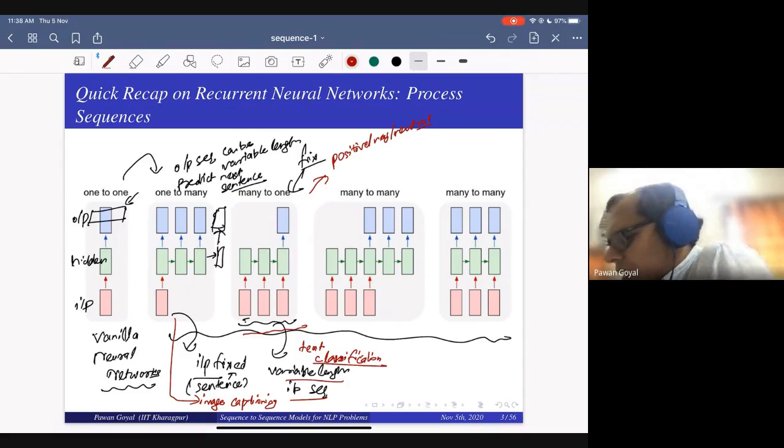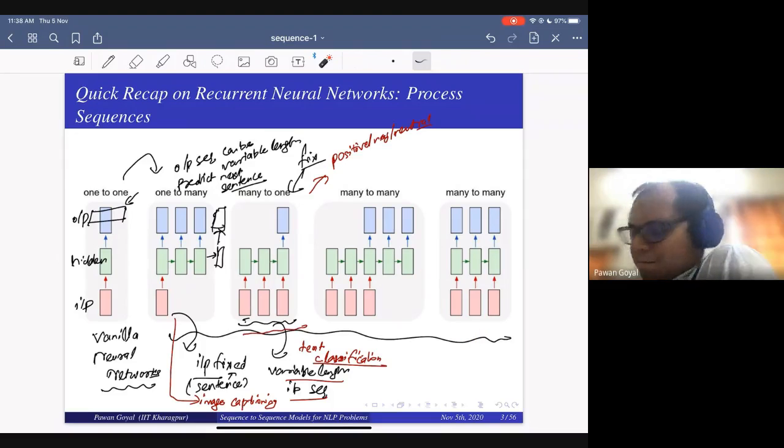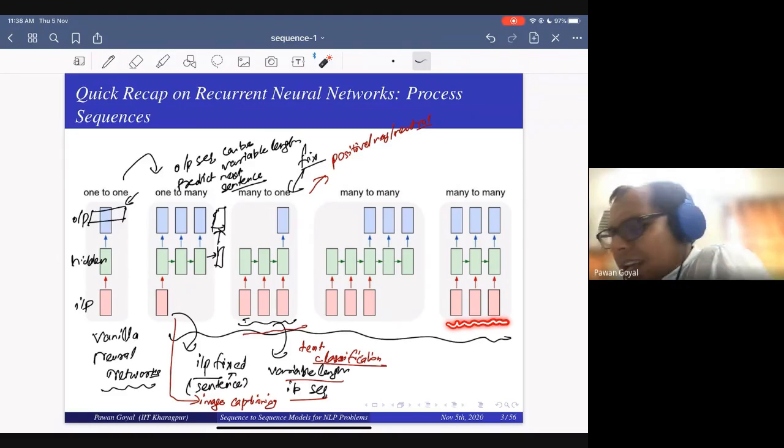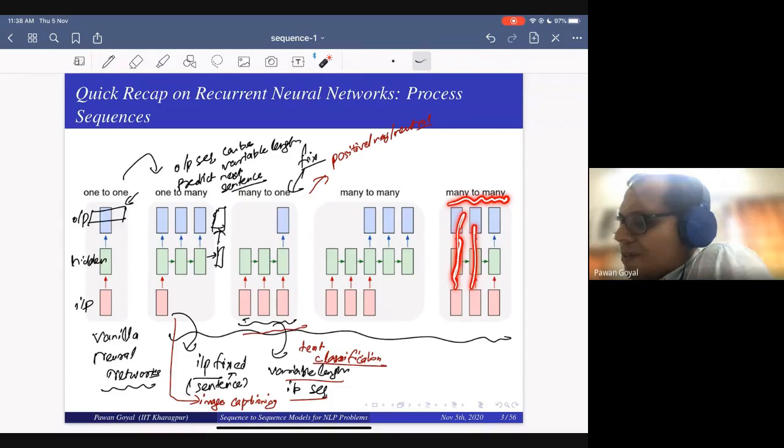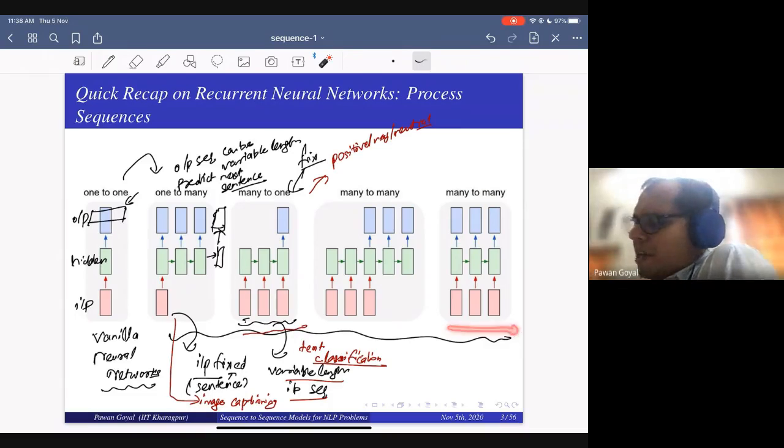Then I'm skipping the third and going to the fourth one. Then you have this many-to-many, where your input can be variable length, and output would also be variable length, but there's a one-to-one correspondence between them. So input can be any arbitrary length sequence, but output will be of the same length. Their sequence lengths are the same. This example was discussed yesterday.